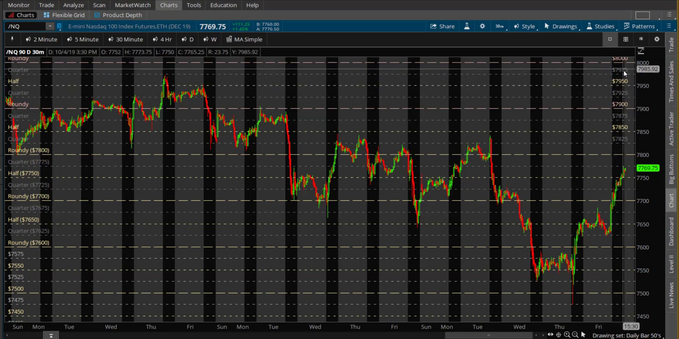79.50, 79.75, 79.25, 7,500. These are roundies, halves, and quarters. And I named them that way when I was drawing the lines. Halves, roundies, quarters. All right? This is not an indicator. This is me just using the drawing tool.